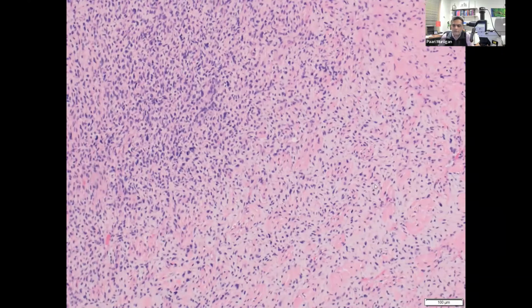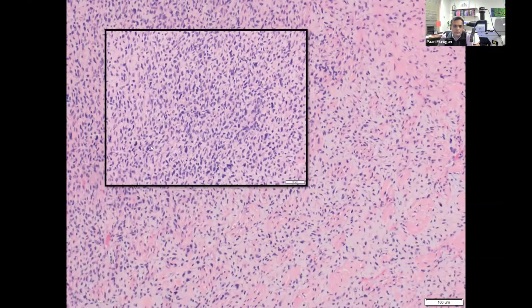If we focus on the areas where the cellularity is higher, we notice some more features. So here is a zone of transition between the low cellularity, fibrous and myxoid areas to the higher cellularity areas. So you can notice here that the atypia is also increasing. I see some cells with irregular nuclear membranes and hyperchromasia.